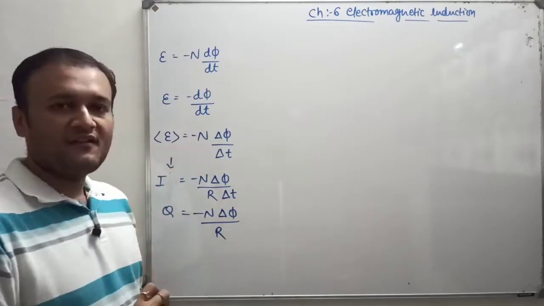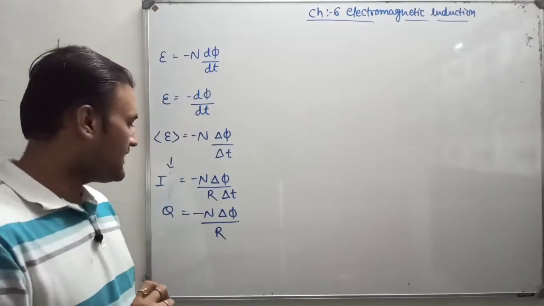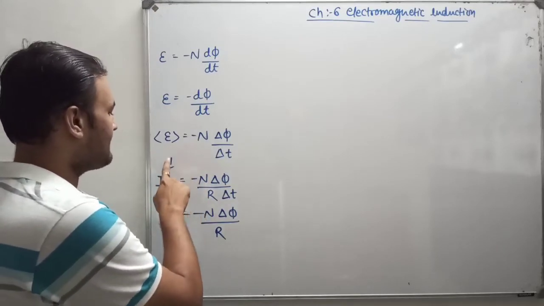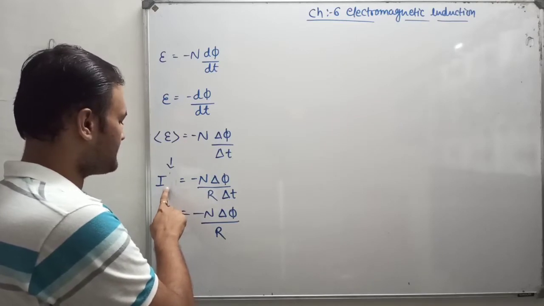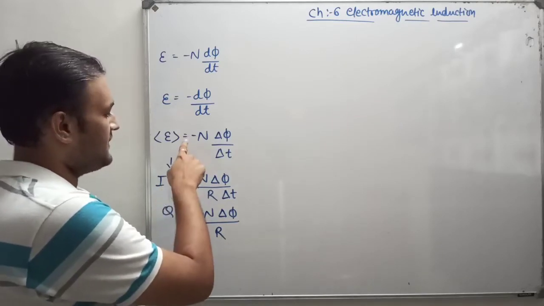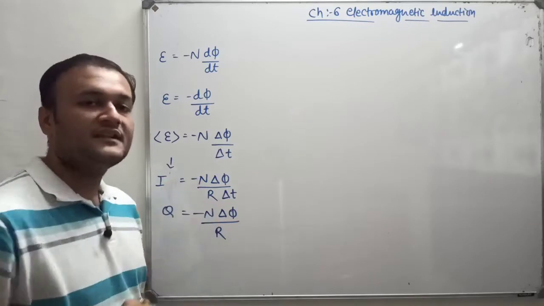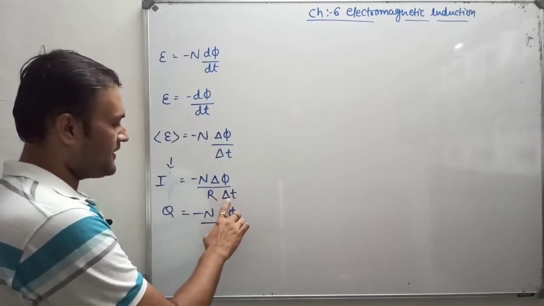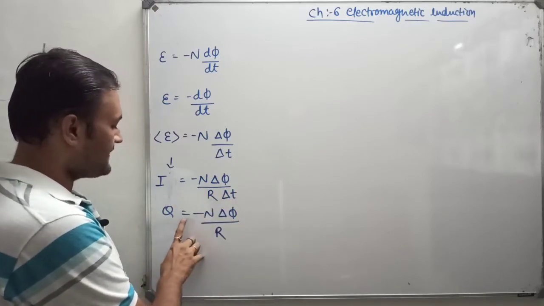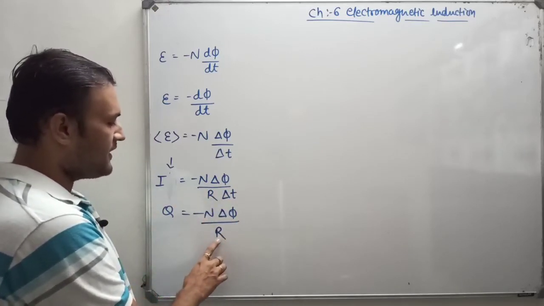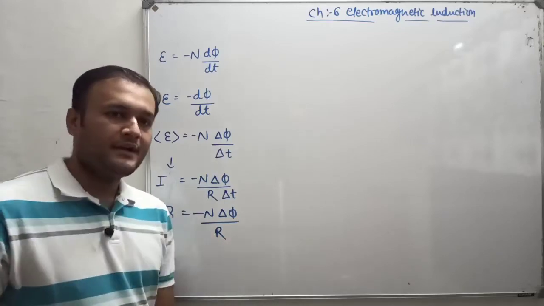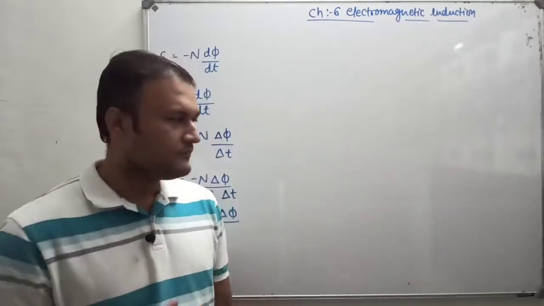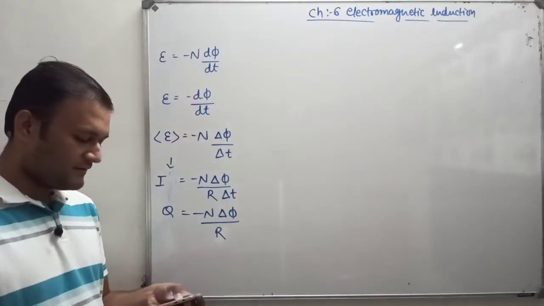Average induced EMF is minus n delta phi by delta t, and the induced current: E is equal to IR. So substitute R, I, and R comes in the denominator. It is minus n delta phi by delta t into R. Q is equal to minus n delta phi by R. It does not depend on time. Based on this equation, we calculate some examples.